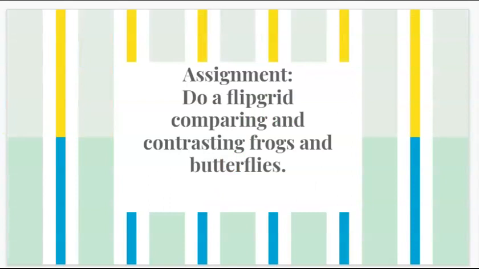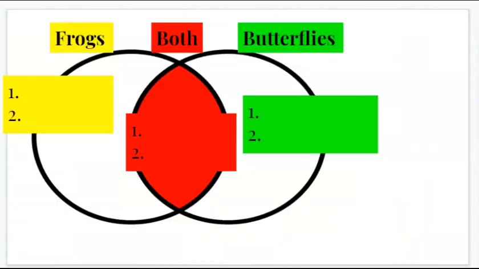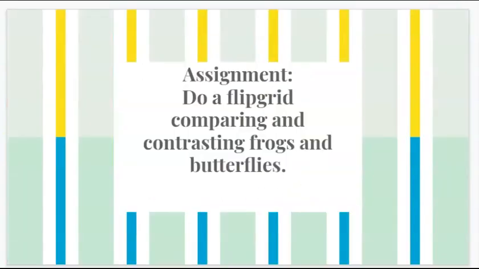Okay, boys and girls, your assignment is to do a Flipgrid comparing and contrasting frogs and butterflies. Remember, this is what a Venn diagram looks like. It's two big circles, and in the middle is what both have. Tell me two things. Where the frog section is what only frogs have, and this section here is what only butterflies have. Do a good job, boys and girls.